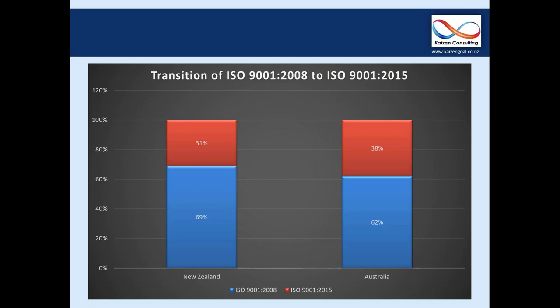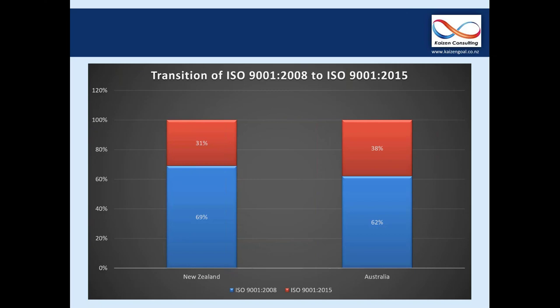Australia to 9001. And the stats show that 69% of all those companies that are certified still haven't transitioned to the latest standard in New Zealand, 62% in Australia. So in raw numbers, that's about 800 companies in New Zealand and about 4,000 companies in Australia still haven't transitioned. And you've only got 12 months.